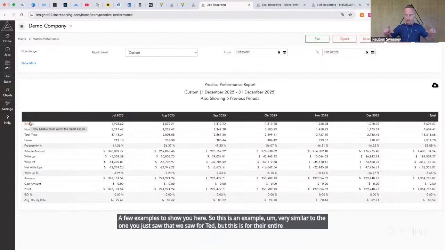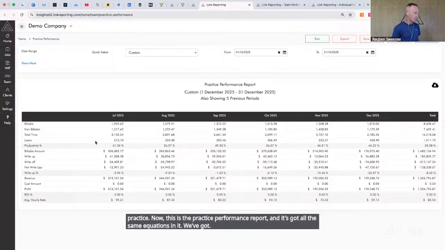So we looked at TED. TED can be rolled up to a team, and teams can be rolled up to a practice. Now, this is the practice performance report, and it's got all the same equations in it. We've got productivity for the practice.